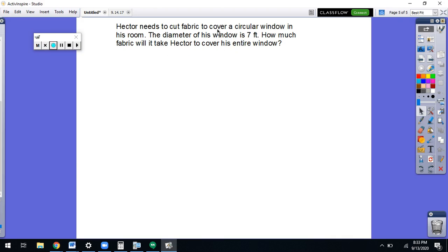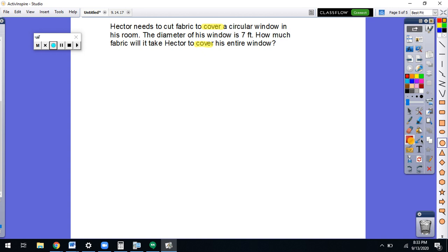Hector needs to cut fabric to cover a circular window. So right away, that word cover, I'm thinking, am I doing circumference or area? Since it's cover, I'm thinking area, but we'll keep reading. The diameter of the window is 7. How much fabric will it take to cover? If I want to cover it, then I'm picturing all those squares covering the circle again. So basically this is an area problem, that's how I know.